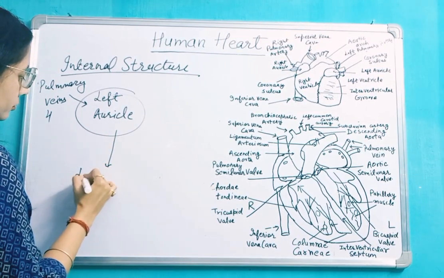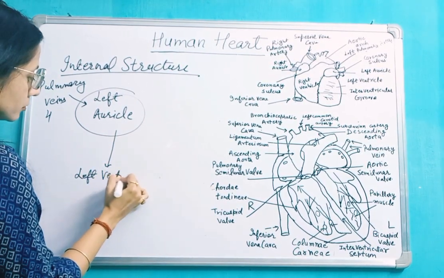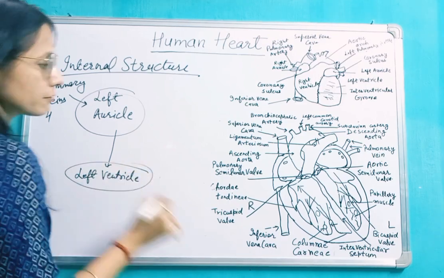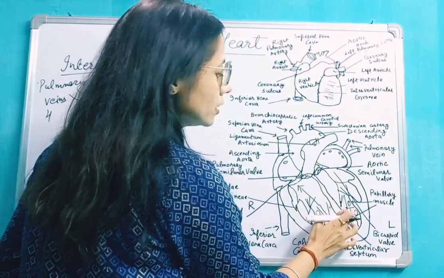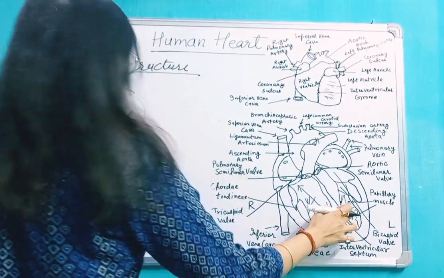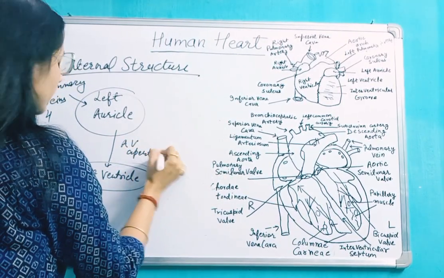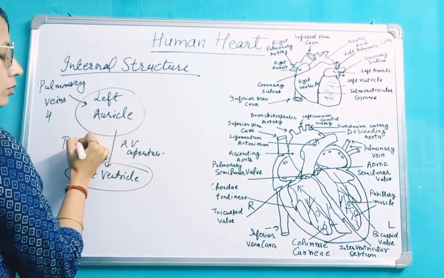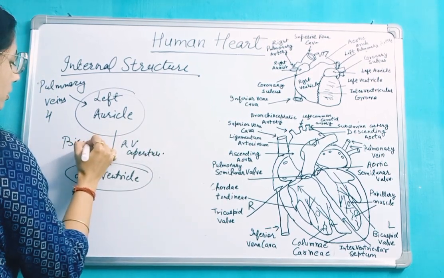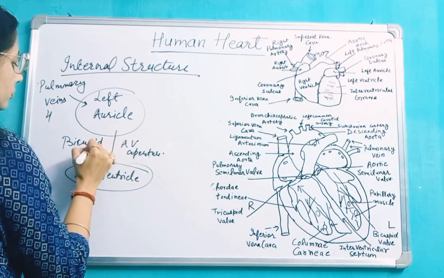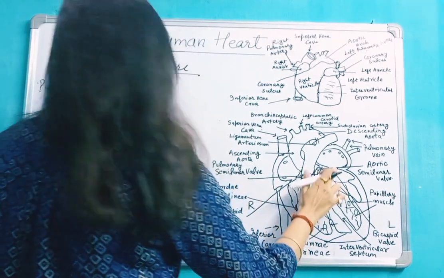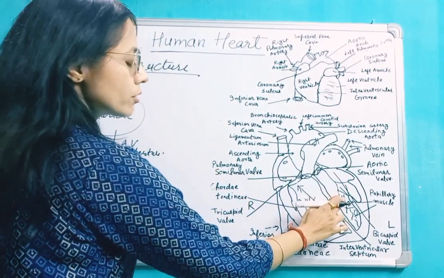And from the left auricle it goes towards your left ventricle. It goes towards your left ventricle. ठीक है, ये आपका left ventricle में जाएगा by AV aperture, and at the base we have another valve, bicuspid valve. ठीक है, यहाँ पे bicuspid valve है through which it enters into the left ventricle.